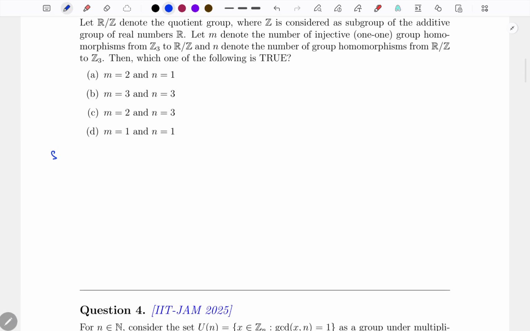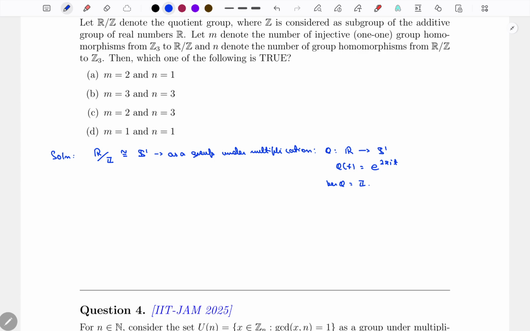So, the solution. First thing you can probably try and observe, not quite immediately, but if you have already seen it, R mod Z is actually isomorphic to the unit circle as a group under multiplication. This is kind of an observation. What you can do is take a map from R to S1, and take phi of t to be e to the power 2 pi i t, and then the kernel of phi will exactly come out to be Z.